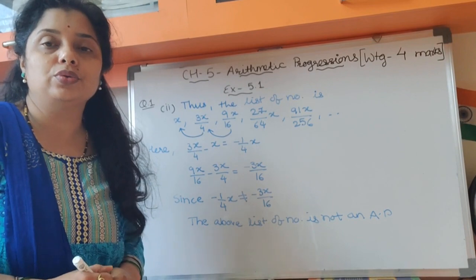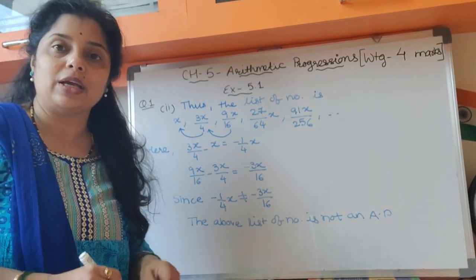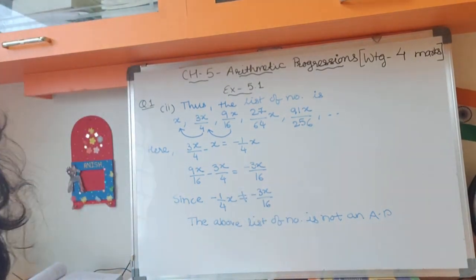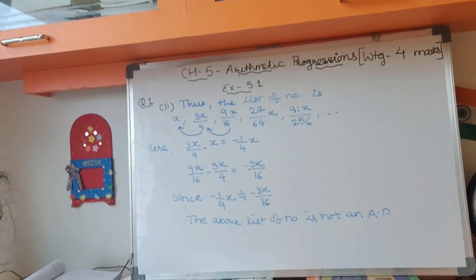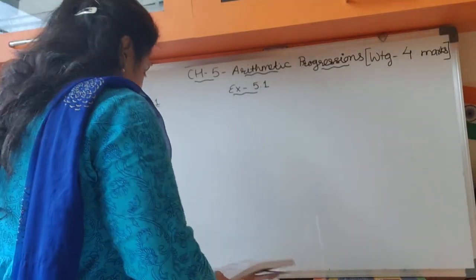Like this you have to do the sum. I hope it is clear to you how to check whether a list of numbers is an AP or not. Now I am going to explain the third sum.